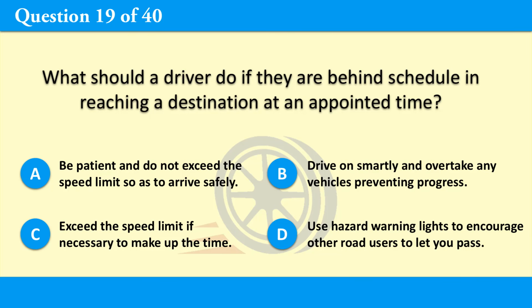What should a driver do if they are behind schedule in reaching a destination at an appointed time? A. Be patient and do not exceed the speed limit so as to arrive safely. B. Drive on smartly and overtake any vehicles preventing progress. C. Exceed the speed limit if necessary to make up the time. D. Use hazard warning lights to encourage other road users to let you pass.